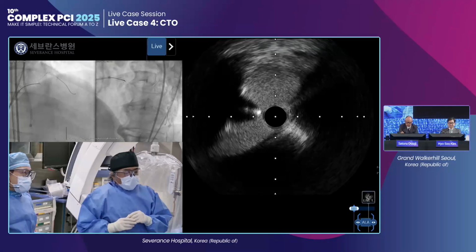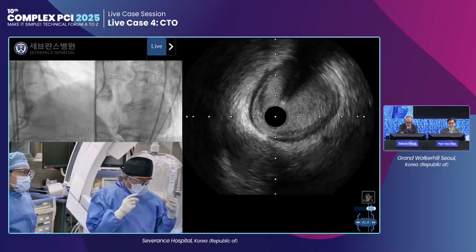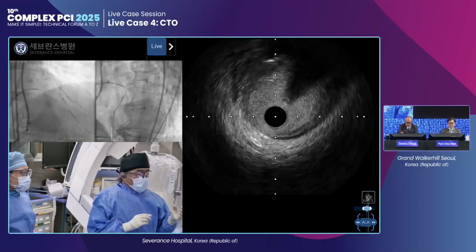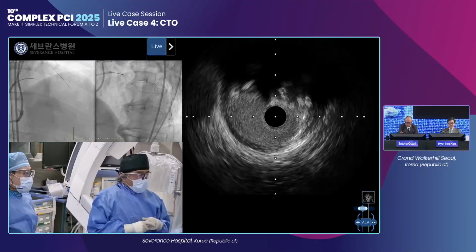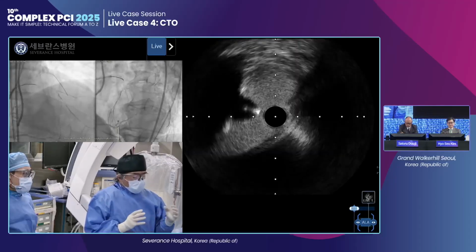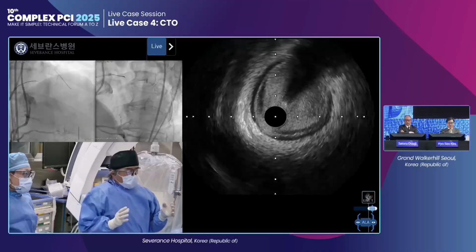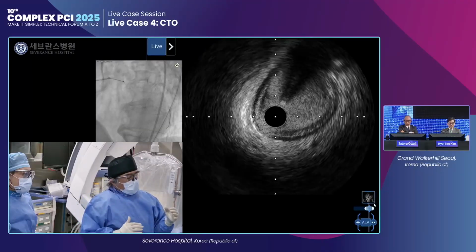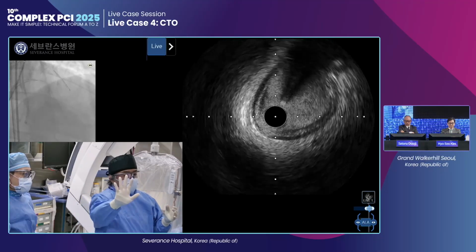And then I first tried the antegrade approach. But to save time, I also already checked the septal channel from the RCA collateral. That's okay.